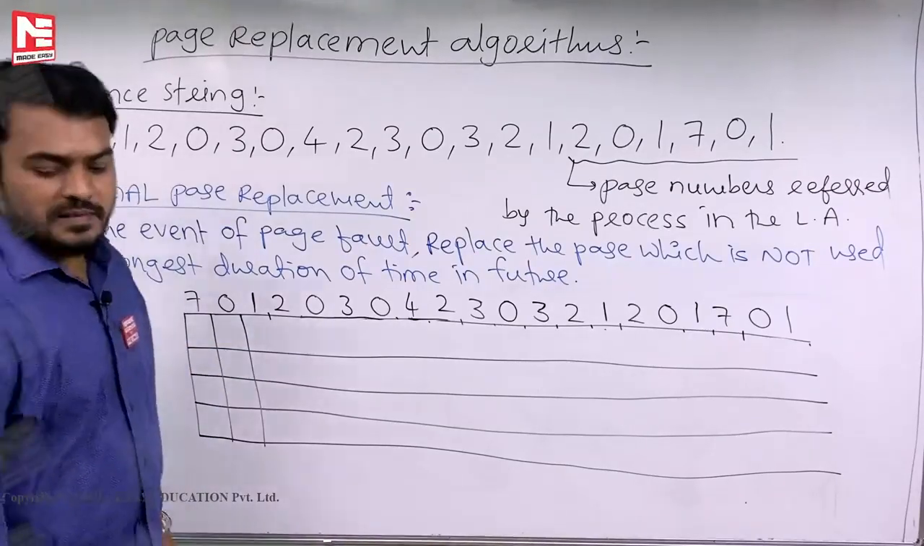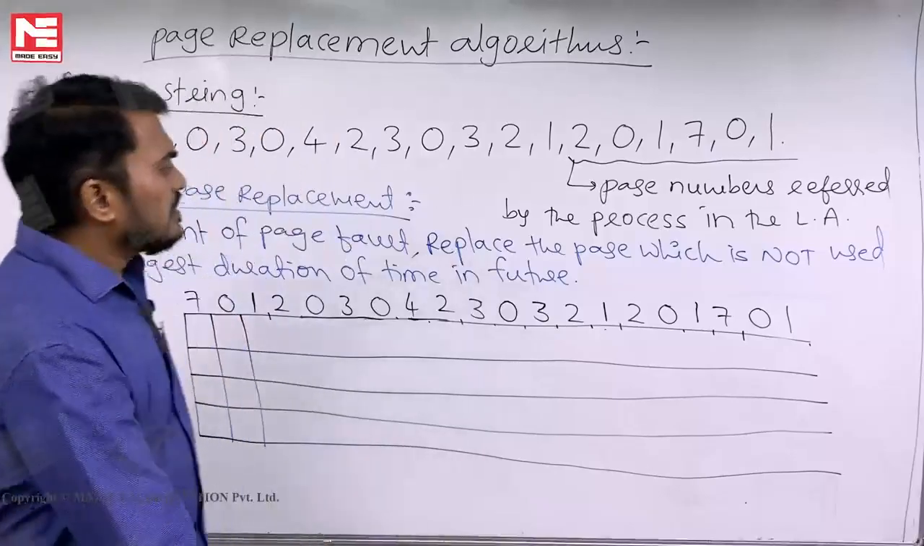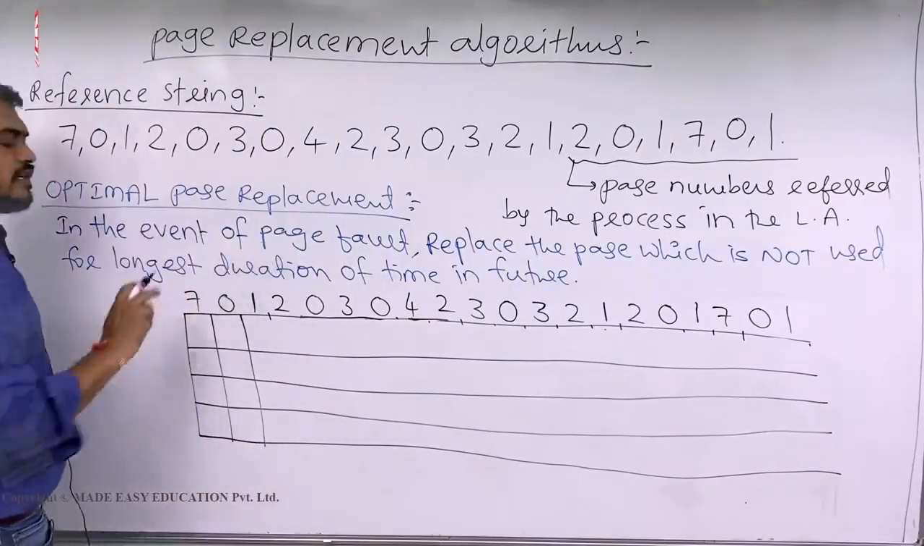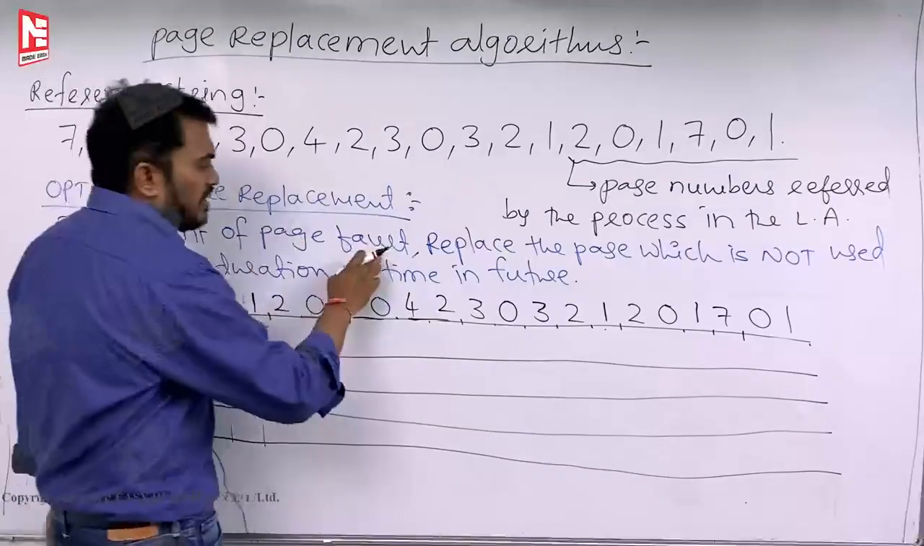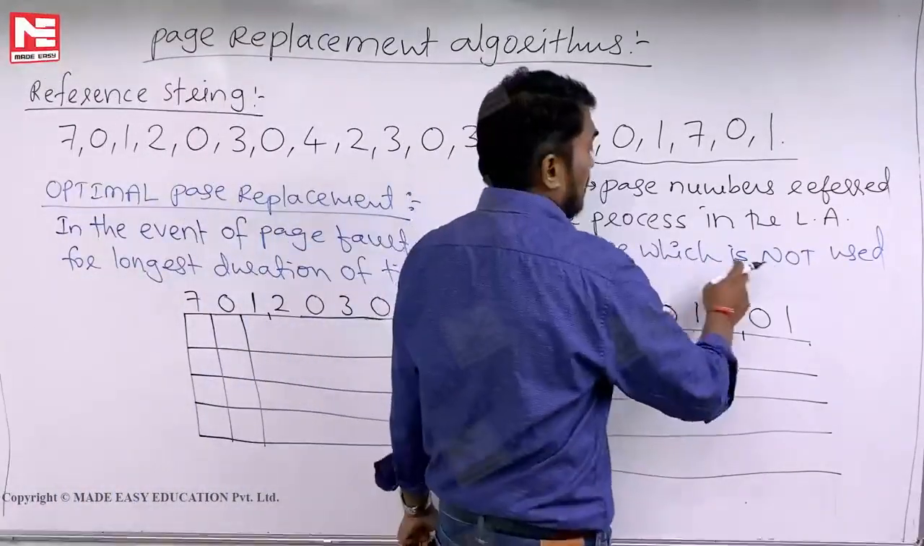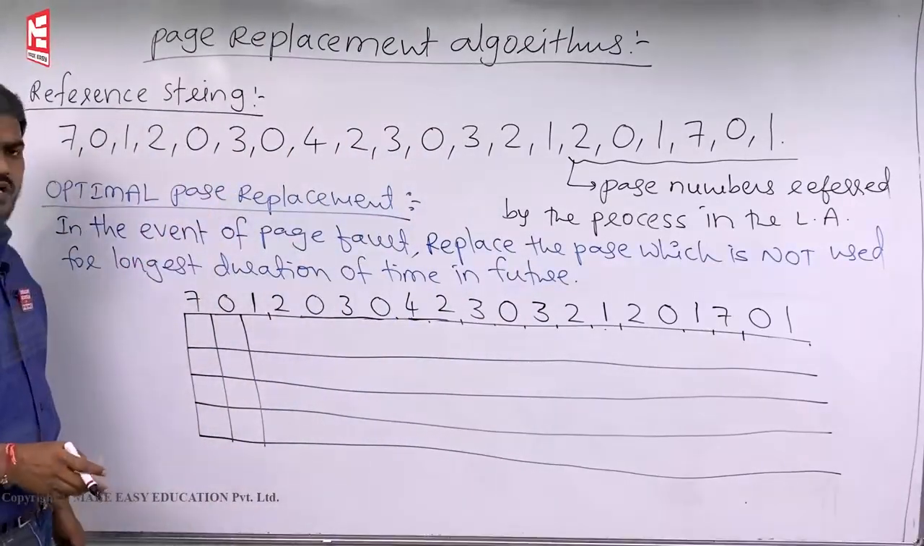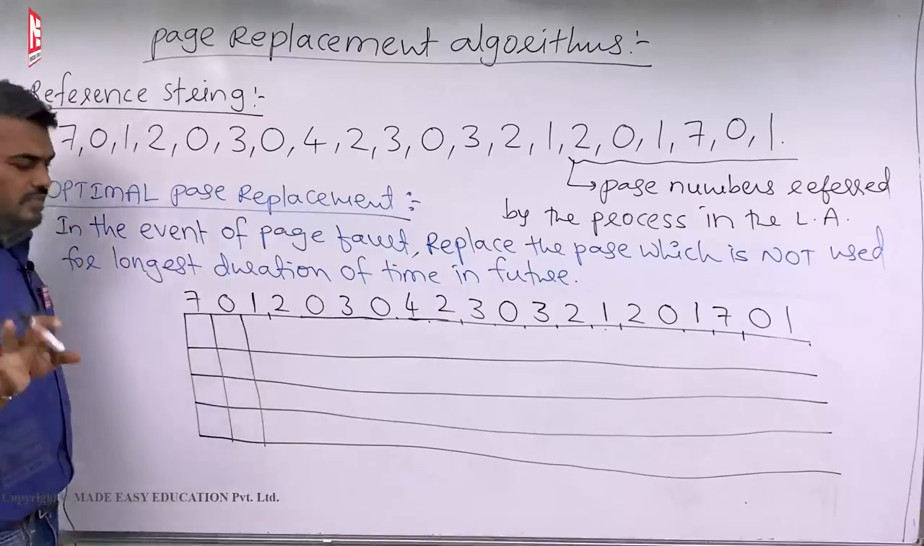Okay. So I am proceeding explaining that. If anybody has not copied, you can pause my video, please. Right. So what is this here? In the event of page fault, optimal में क्या होता है? In the event of page fault, replace the page which is not used for the longest duration of time in the future. Okay. इसका मतलब क्या होता है? We'll understand that.